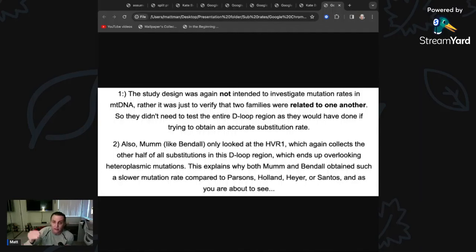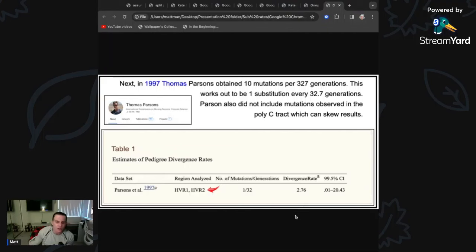They were trying to find relation. That's why they didn't waste their time with HVR1 and HVR2. They didn't need to. Also, Mum, the study that came right after that, they only looked in one region. Again, that collects only half the mutations that occur in those regions, which ended up overlooking different heteroplasmic mutations, and it explains why they got a slower result. But then the next study comes, the largest ever yet of its time in 1997, obtained by Parsons.